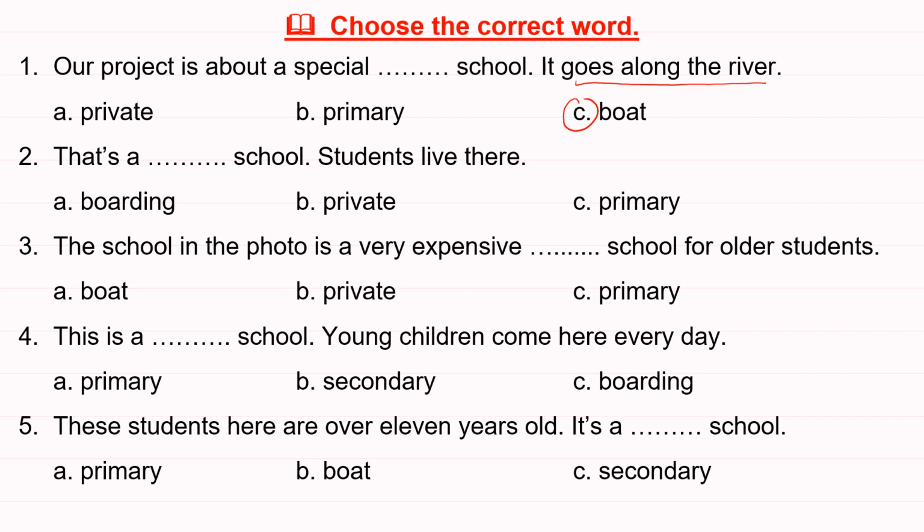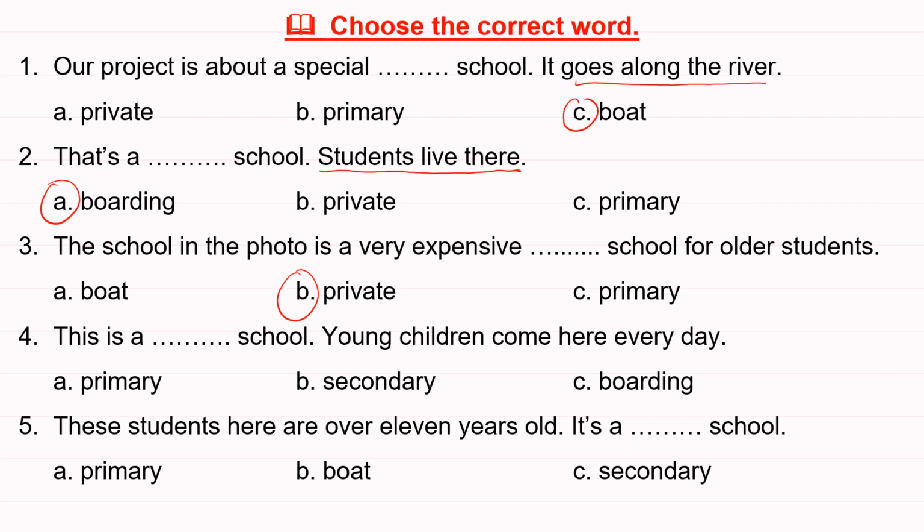Very good. Number 2. That's a blank school and students live there. We have the key phrase, students live there. So, which school can students live in? Very good. We have the word boarding school. Boarding school. Number 3. The school in the photo is a very expensive blank school for older students. So, which school is very expensive? Very nice. Private school. The private school is very expensive.